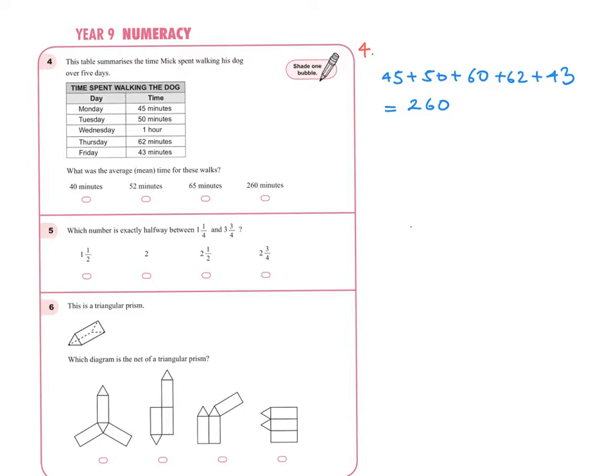Monday, Tuesday, Wednesday, so 5 days. So therefore 260 divided by 5 is equal to 52. So 52 should be the answer. So we have 52 minutes.